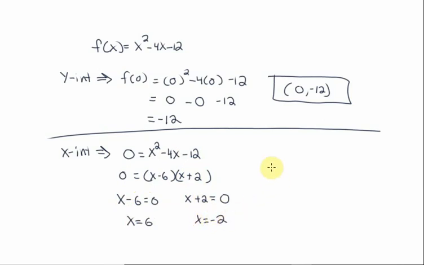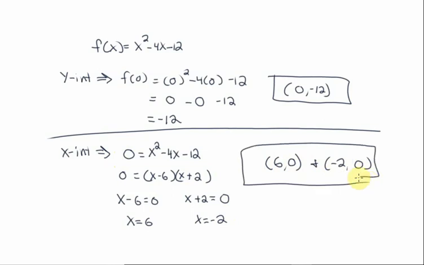So I have 2 x-intercepts, and they are going to be, the x value of 1 is 6. What's the y value again? That's what we set it equal to. Remember, the other number is always 0. 6, 0. What's the other one? The x value is negative 2. What's the y value? 0.